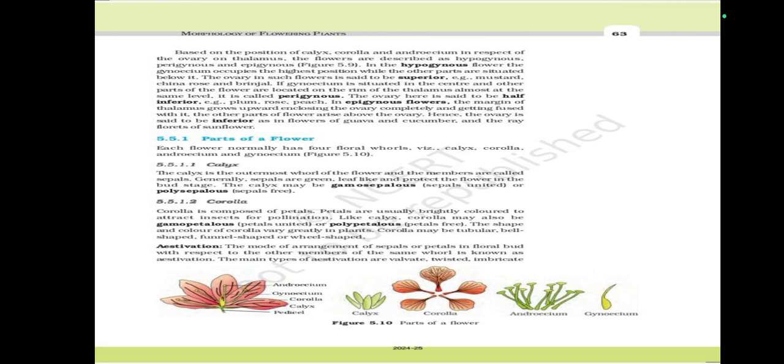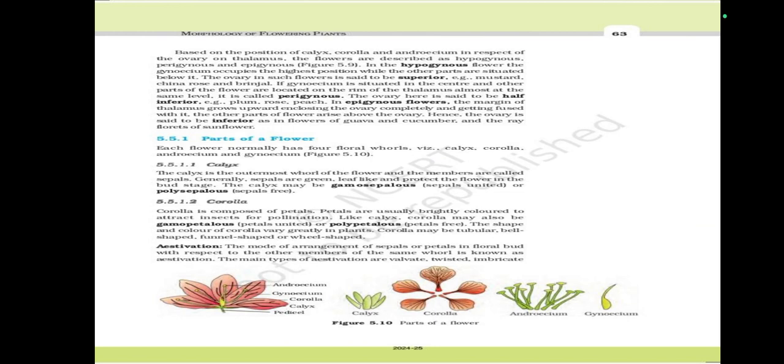Corolla. Corolla is composed of petals. Petals are usually brightly colored to attract insects for pollination. Like calyx, corolla may also be gamopetalous (petals united) or polypetalous (petals free). The shape and color of corolla vary greatly in plants. Corolla may be tubular, bell-shaped, funnel-shaped, and wheel-shaped.